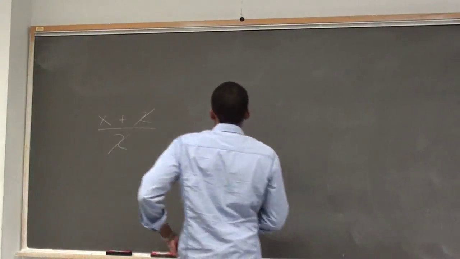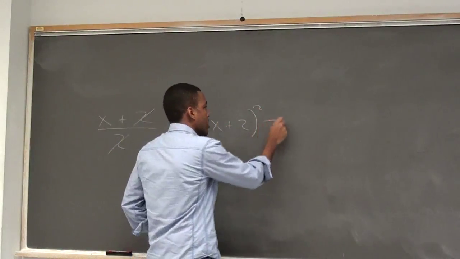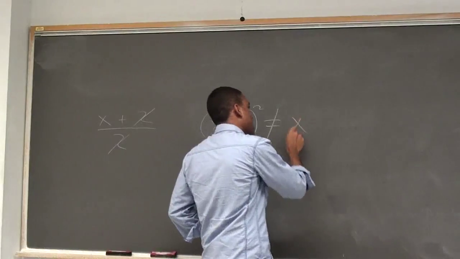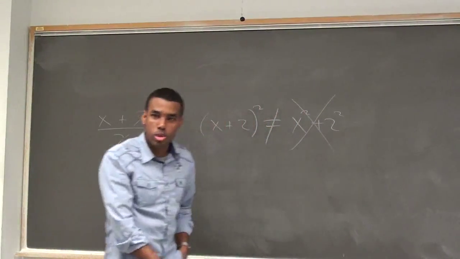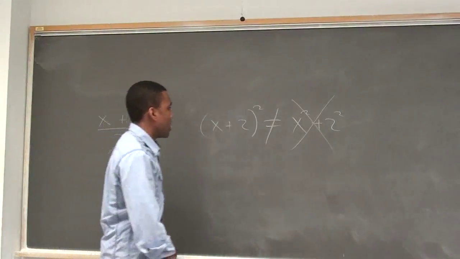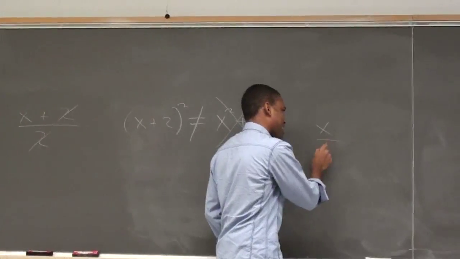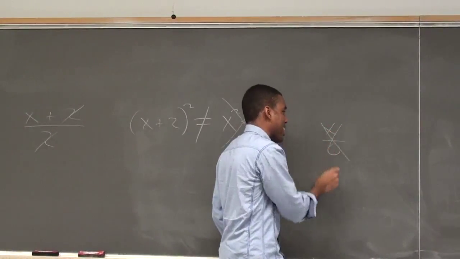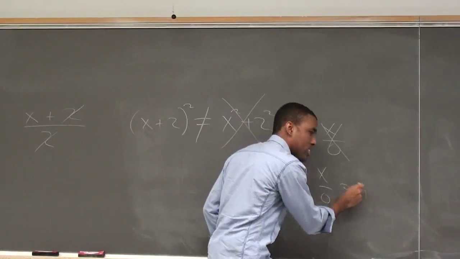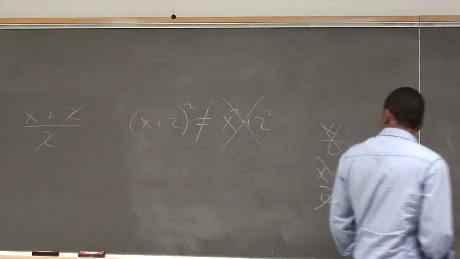You cannot distribute powers across sums. So if you see something like x plus 2 all squared, it is not the same as x squared plus 2 squared, right? That is not correct. You cannot distribute powers across elements. You cannot divide by 0, right? So if you see something like this, you made a mistake. It's wrong, right? Don't write it, and don't tell me that it's 0. It's not 0. It makes no sense, okay?